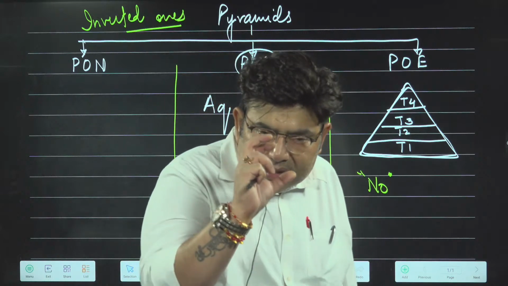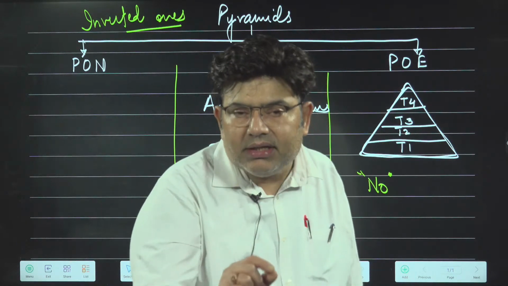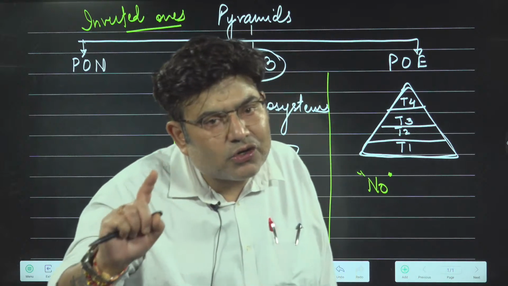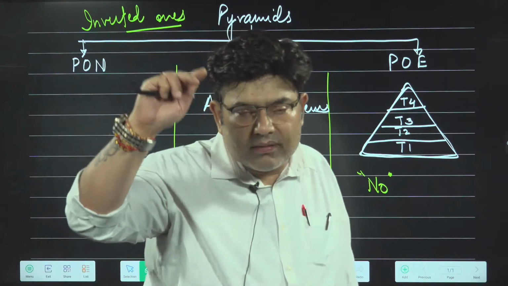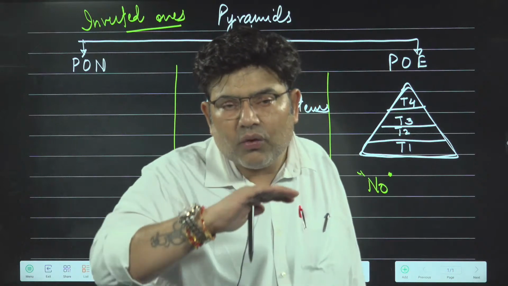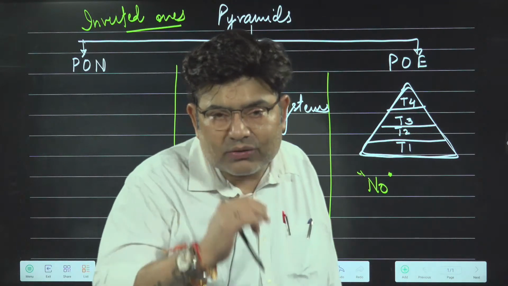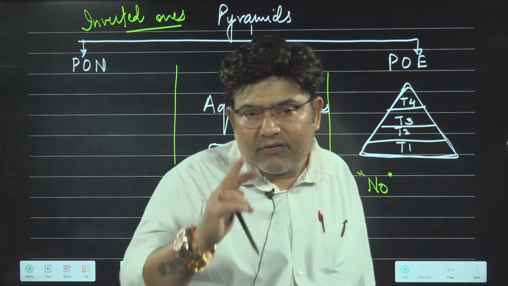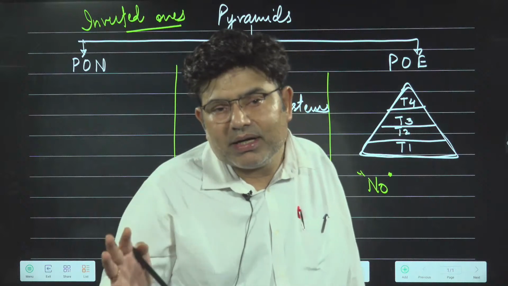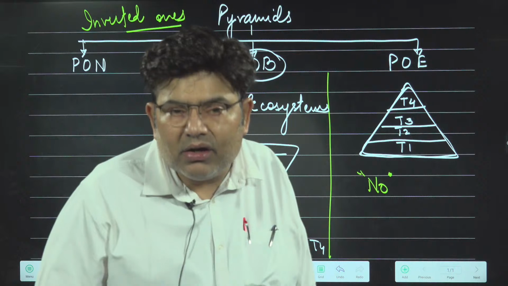So the dry weight of all the phytoplankton is called the standing crop at T1. What is it called? Standing crop at T1. Make sense? Similarly, the total biomass of all the zooplankton can be called the standing crop at T2. I hope if you recall the definition of standing crop, you can easily remember it is the total biomass at any trophic level. Total organic matter.